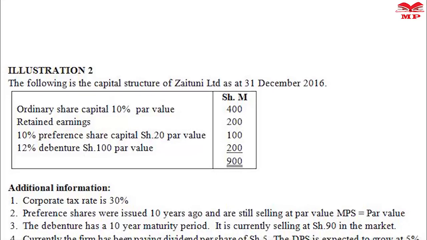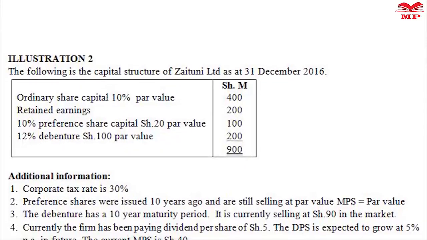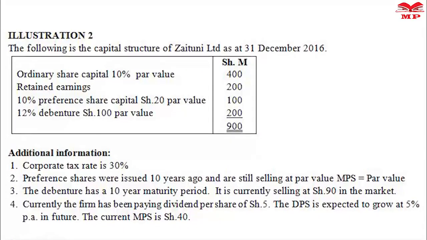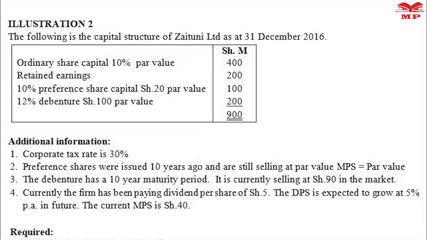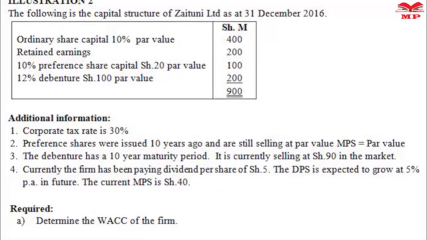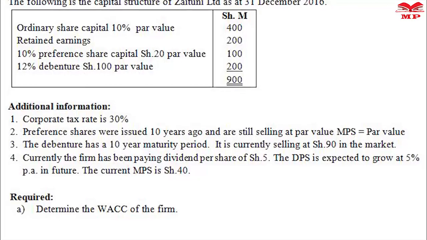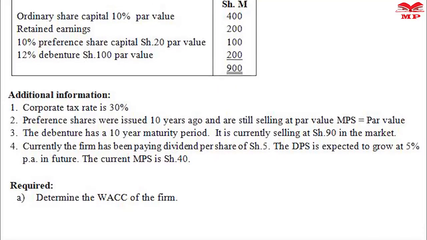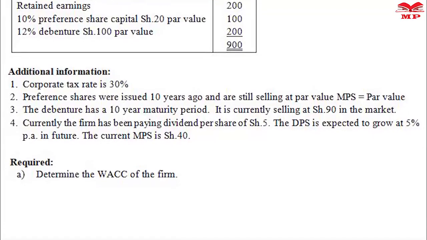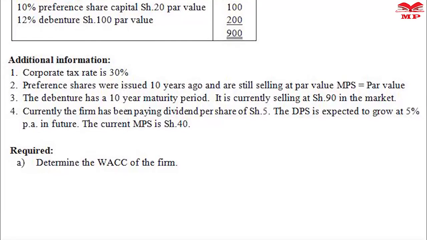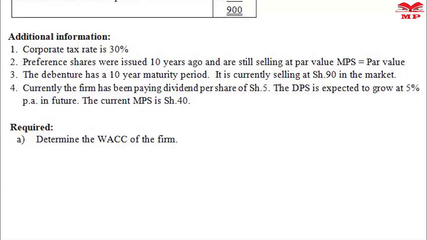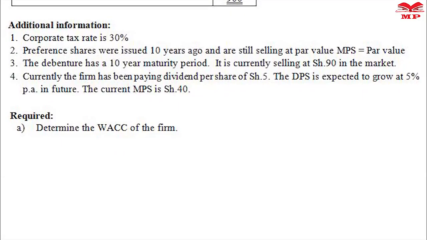Additional information. Corporation tax is 30%. Number 2, preference shares were issued 10 years ago and are still selling at par value. Number 3, the debenture has a 10-year maturity period. It is currently selling at 90 shillings in the market. Number 4, currently the firm has been paying dividend per share of 5 shillings. The dividend per share is expected to grow at 5% per annum in future. The current market price is 40 shillings.